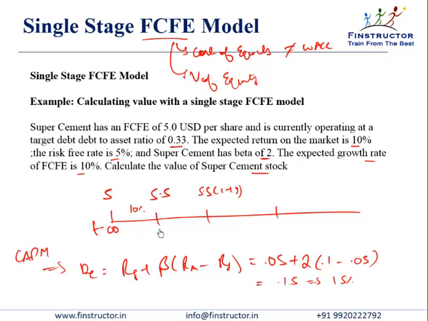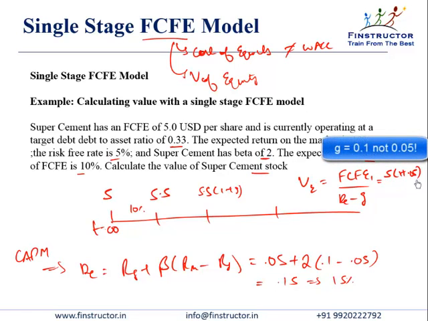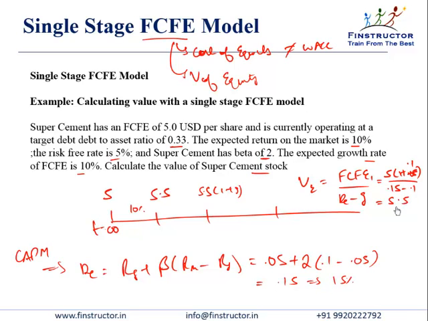So again, I'm given the discount rate, I'm given the cash flows. I can compute the value of the equity as FCFE1 upon KE minus G. FCFE1 will simply be 5 into 1 plus 0.05 divided by the cost of equity minus the growth, that is 0.1. Apologies, the growth rate is 10%, not 5%. So 5 into 1 plus 0.1, that will be 5.5 upon 0.05. That is equal to $110. So this is the value of equity per share.